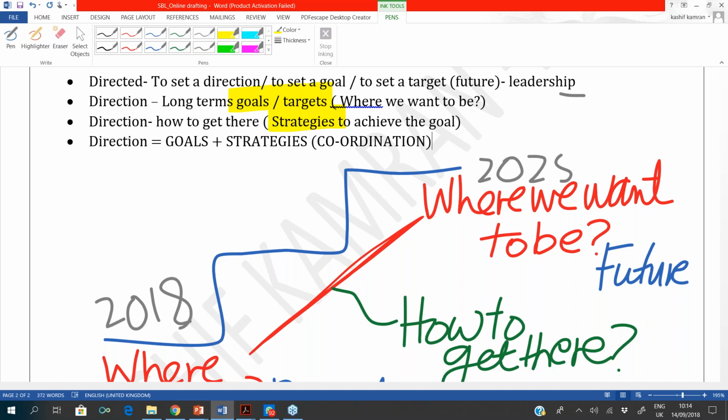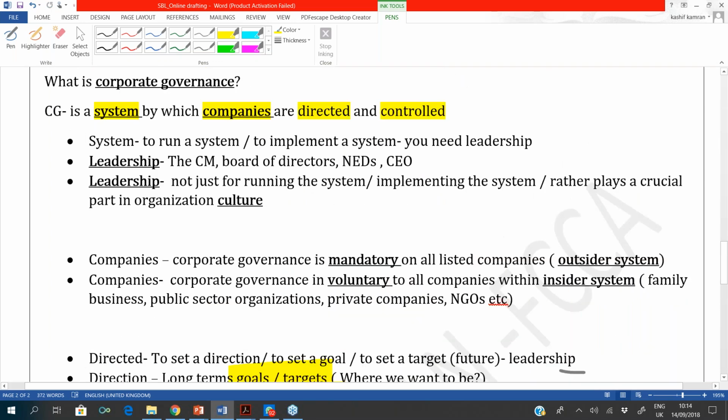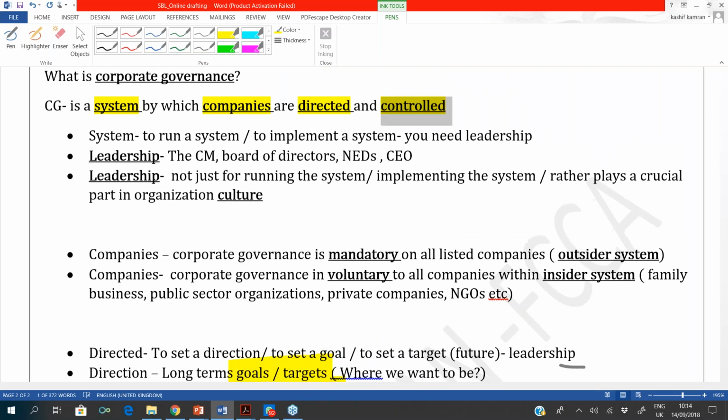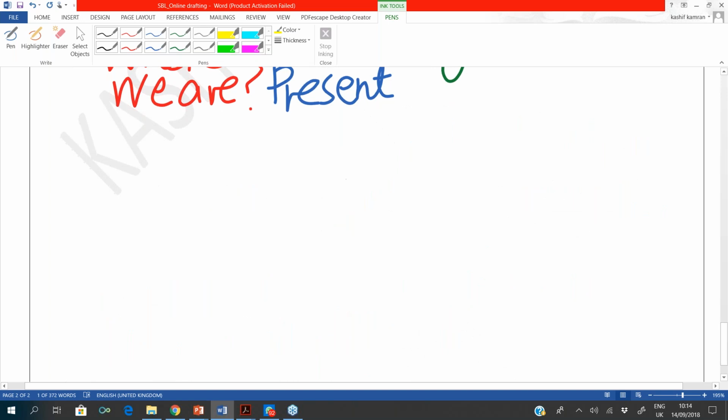Right? Before I go further inside, we are left with the last thing, which is that it is a system by which the companies are directed. And the last now is controlled. Now, control is my syllabus area again. Leadership is my syllabus area. Governance is my syllabus area. And control is my syllabus area. Organizational control and audit. Now, you know how important controls is for a business, how it is controlled.